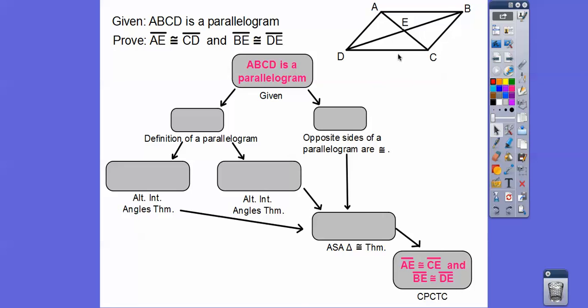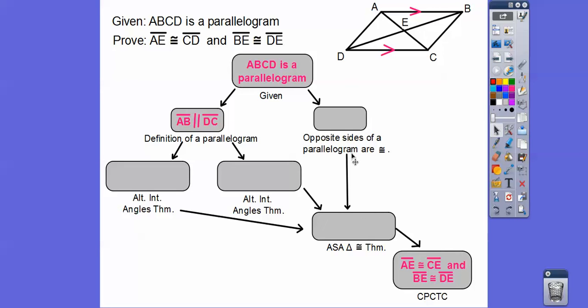So I'm going to say, because it's a parallelogram right here, this top piece, AB, is parallel to this bottom piece right here. Okay, so that's what's going to go right there. Notice I put arrows up there, and we're going to do that good old alternate interior angles theorem again, because we got parallel lines cut by a couple of transversals right there.